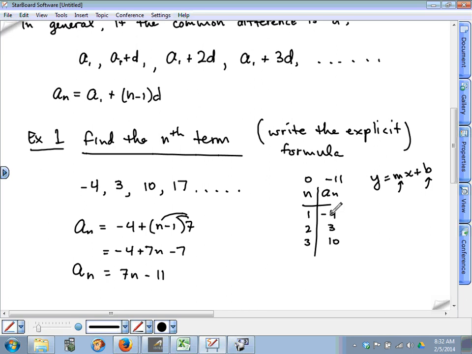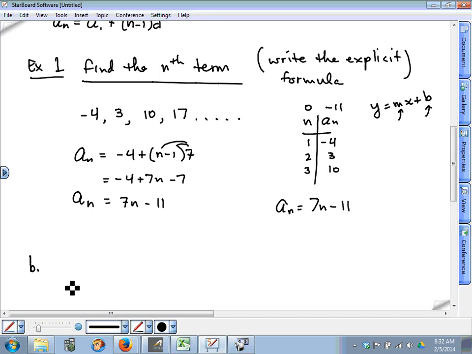It follows a pattern. Going down the table, you're adding 7 every time, right? Negative 4, then 3, and then 10. But if you're going up the table, what's that mean? You're subtracting 7. So as long as you can find that 0 term and you know what the common difference is, what's the formula going to be? What's the slope? 7. What's the quote-unquote y-intercept? -11. So the explicit formula is going to be y equals 7n minus 11. Is that not what we got with the formula? So it can be a little bit quicker as long as you're good about thinking those things in your head.